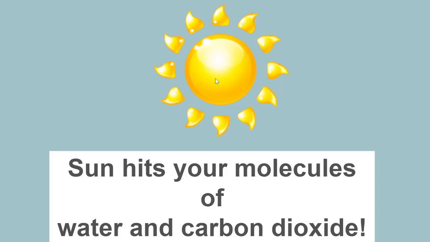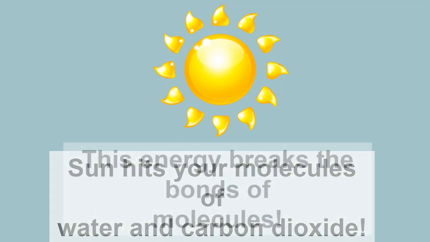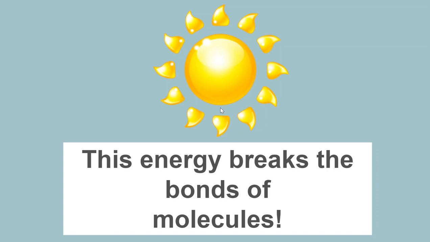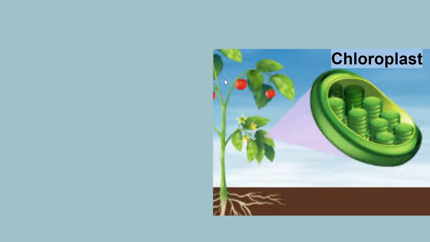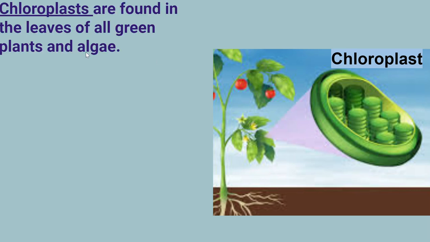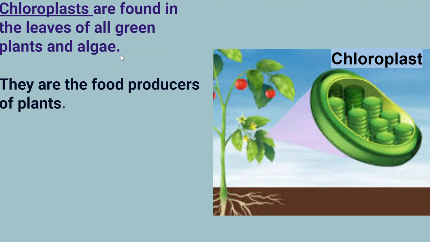But for us, it's not an oven that's going to change our atoms and molecules into the products we're looking for. It's the sunlight, the energy from the sun. Okay, it breaks apart the bonds of the molecules, and then it also provides the energy to put new patterns together. This happens in the chloroplast. So if you can see that this image is showing you, there are lots of chloroplasts in every single leaf. And so chloroplasts are found in the leaves of all green plants and algae. They are the food producers of the plants.